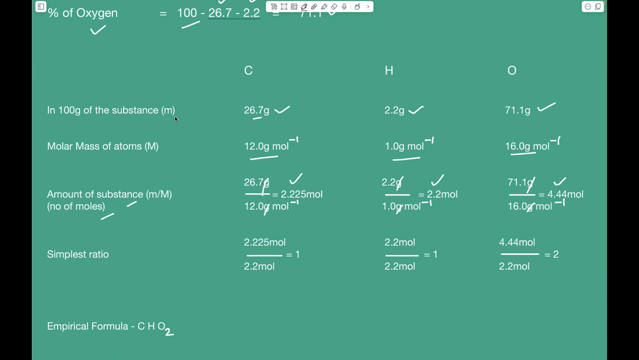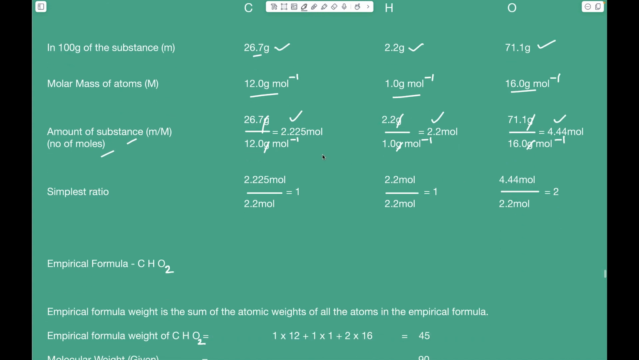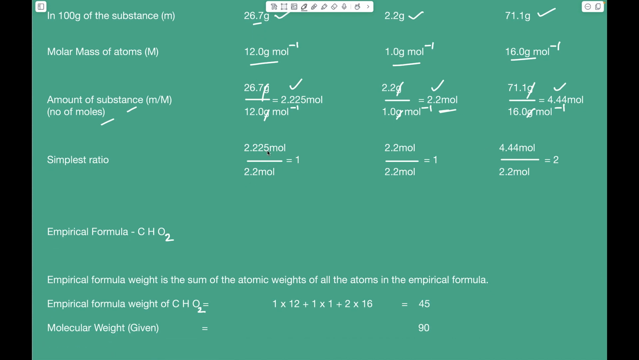And to get the simplest ratio, you have to divide these with the smallest of them, and that is 2.2 moles. And when you divide 2.225 with 2.2, you would get approximately 1. This is within the experimental error, so you can ignore these 2 digits. 2.2 mole over 2.2 mole is 1, and 4.44 mole over 2.2 mole is again approximately 2. This is within the experimental error.